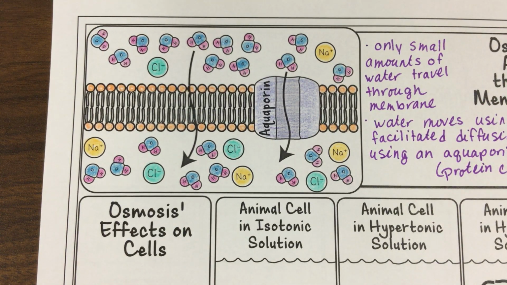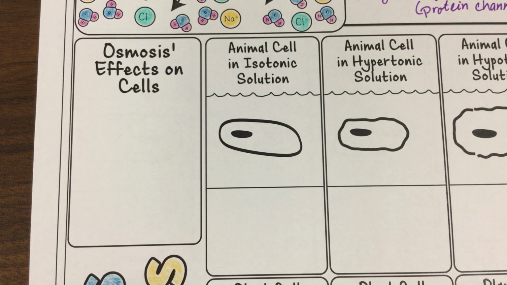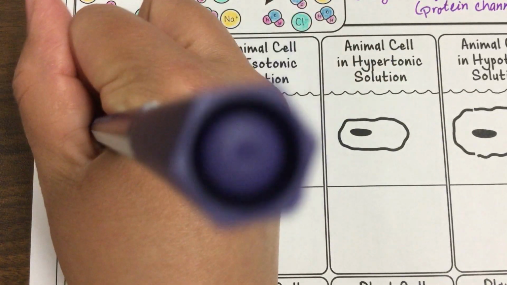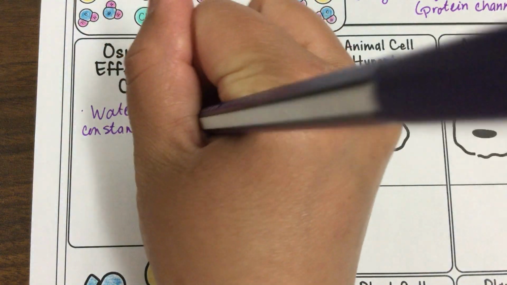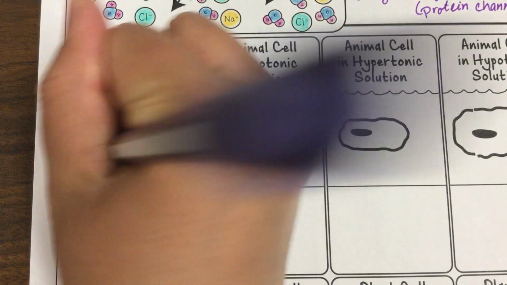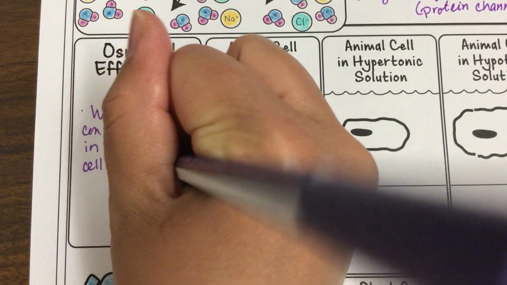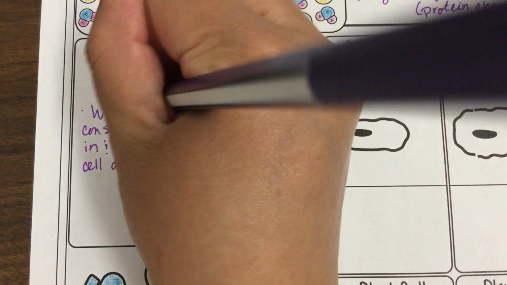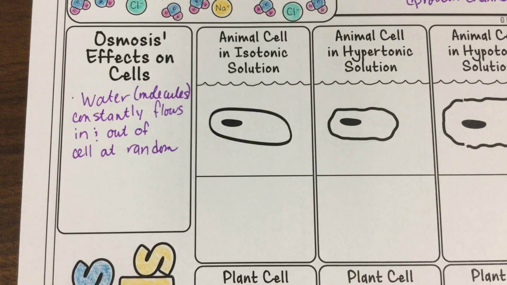So how does this impact our cells? When we're talking about osmosis effects on cells, we know that water flows in and out constantly. And we know it's completely random. When I'm talking about this, I'm talking about the molecules. So we still have a net movement. Remember, equilibrium is desired. That's where we want to get.